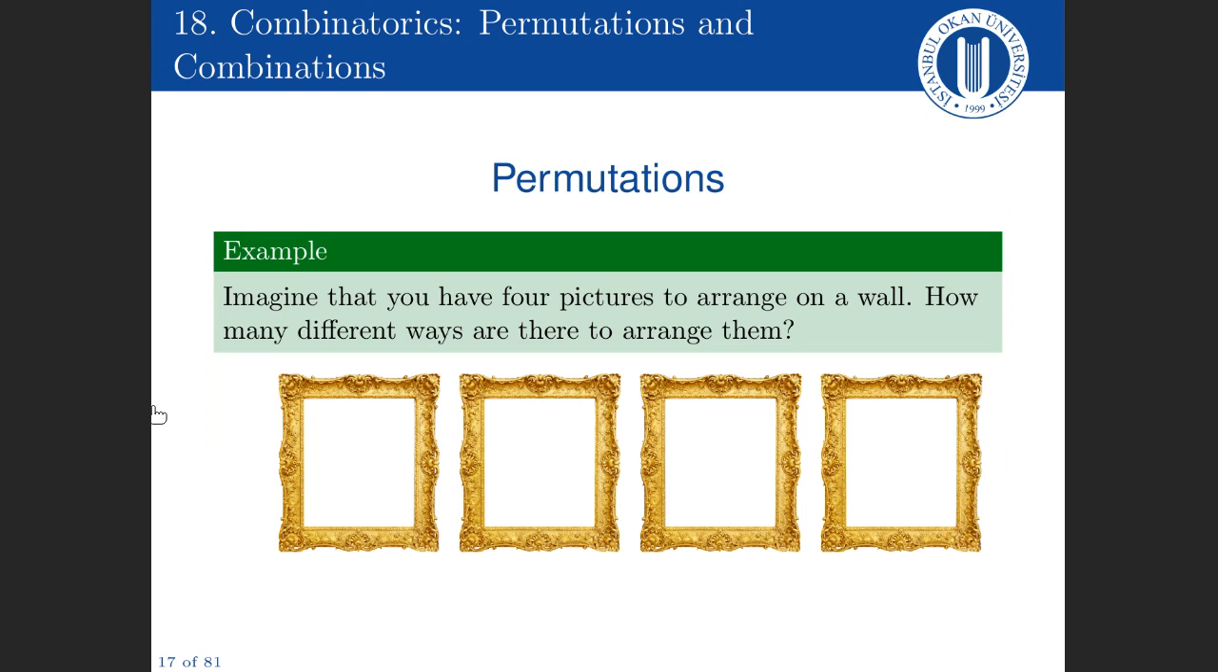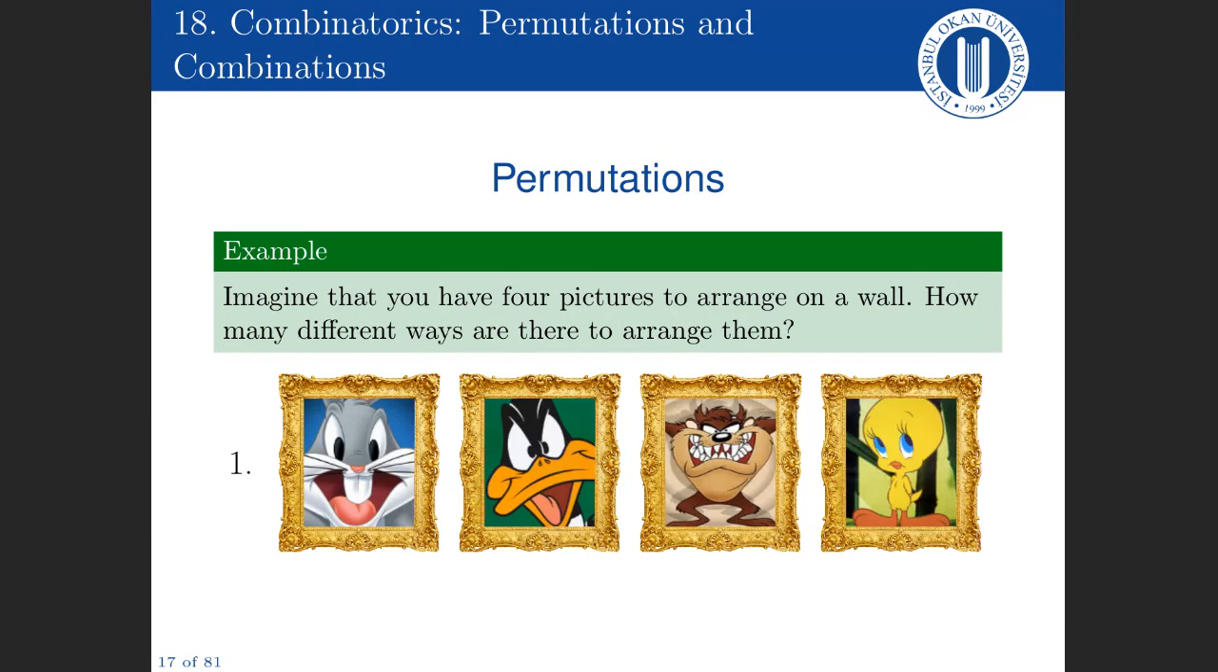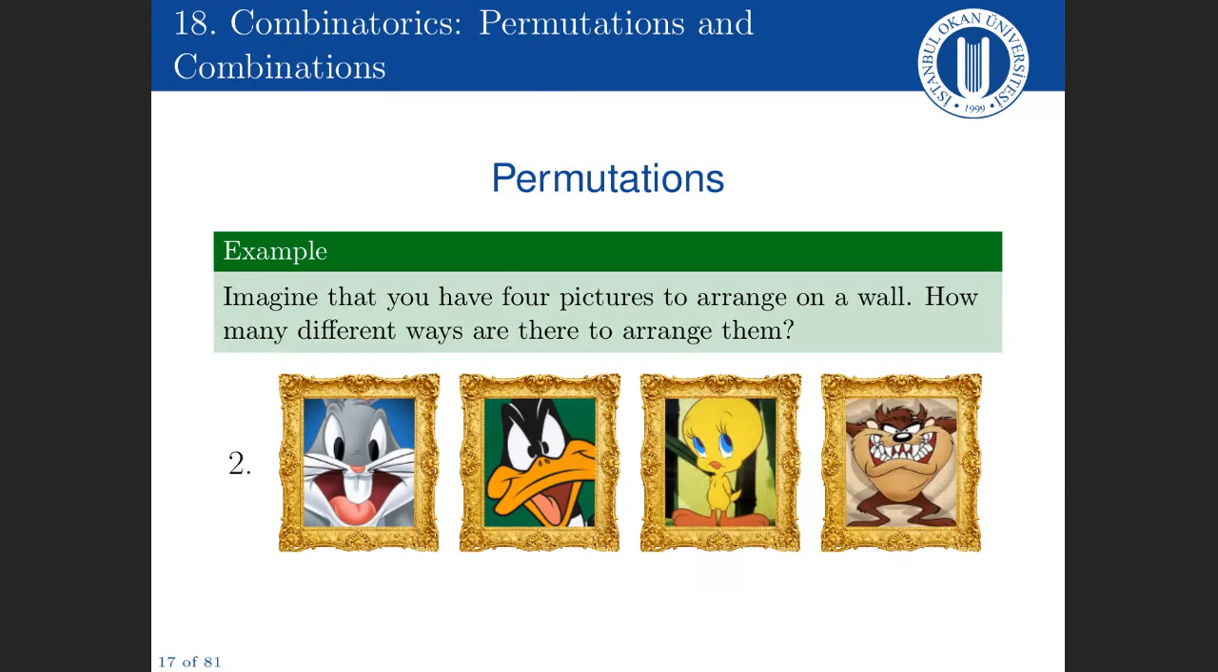Now that we have factorials, we can move on to talking about permutations. Let's imagine that we have 4 pictures to arrange on a wall. How many different ways are there to arrange them? Here are my 4 picture frames, and I have 4 different pictures to put in the picture frames. For example, I might do it like this: Bugs, Daffy, Taz, and Tweety. Or let's suppose that I swap the final 2. Bugs, Daffy, Tweety, and Taz.